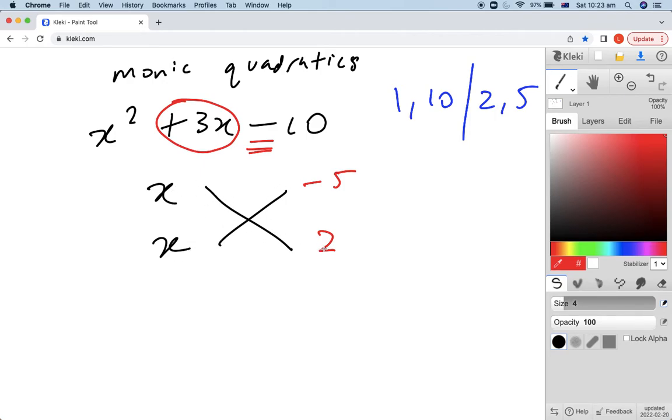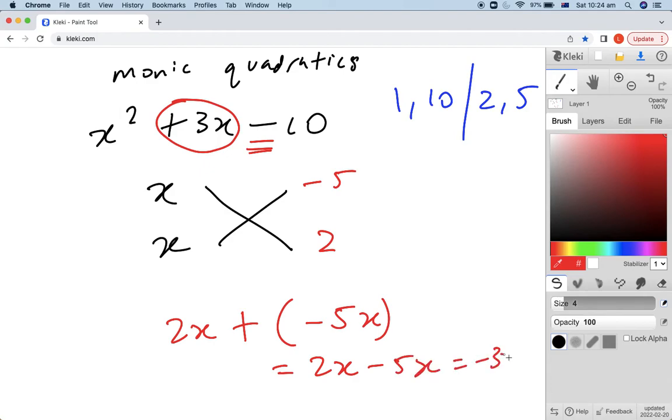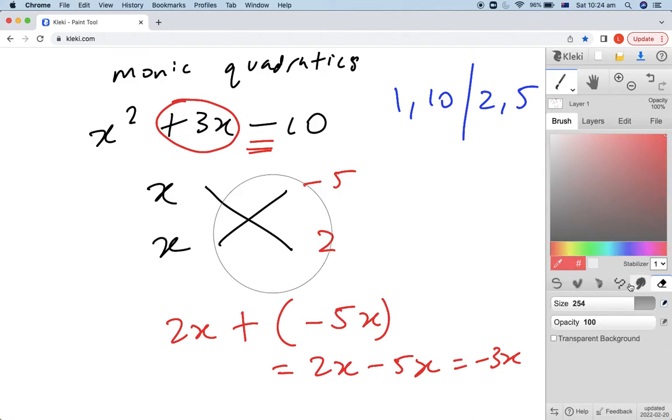We follow the path of the diagonals. So x times 2 gives us 2x. Then we add it with minus 5 times x, which is just minus 5x. So we know that's 2x minus 5x, which gives us minus 3x. And we can see that that's not quite right, because this is a plus and this is a minus.